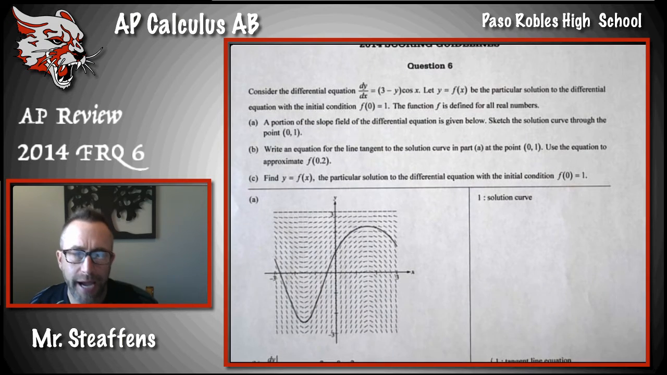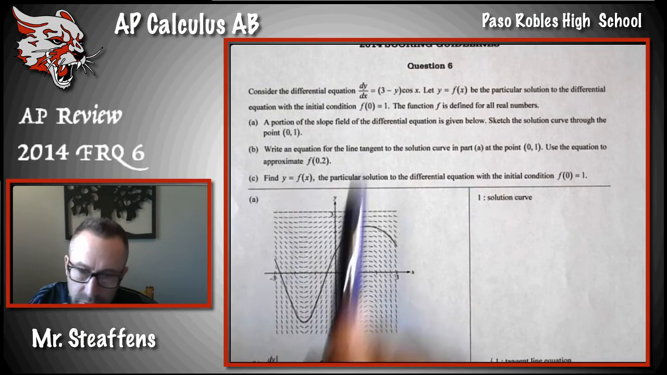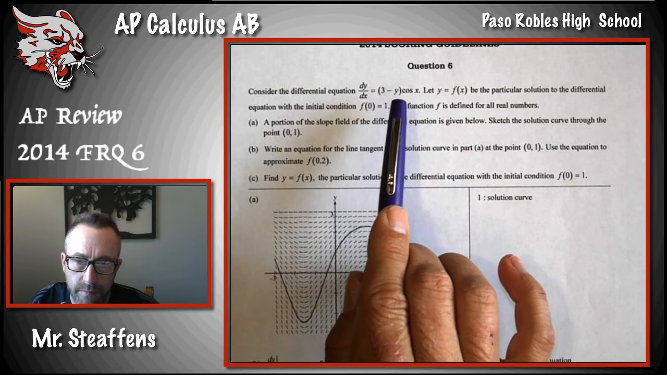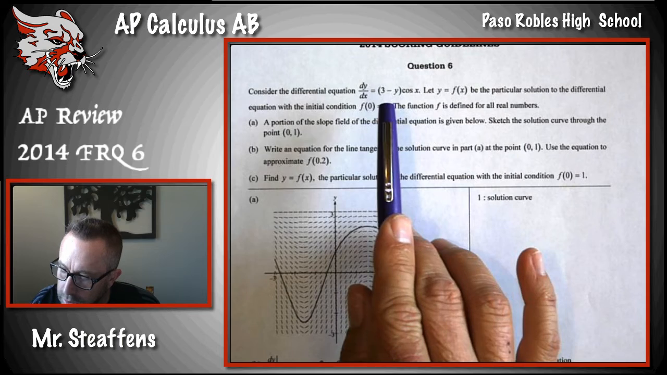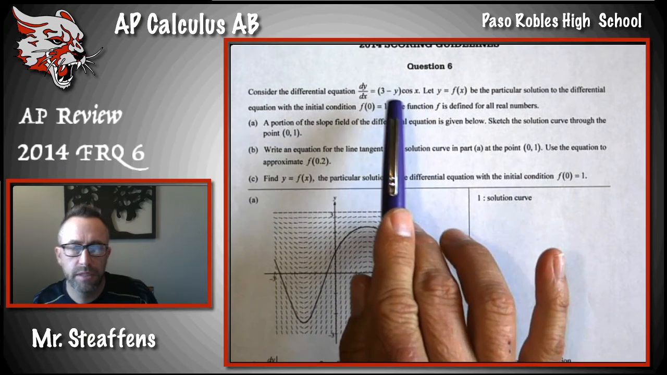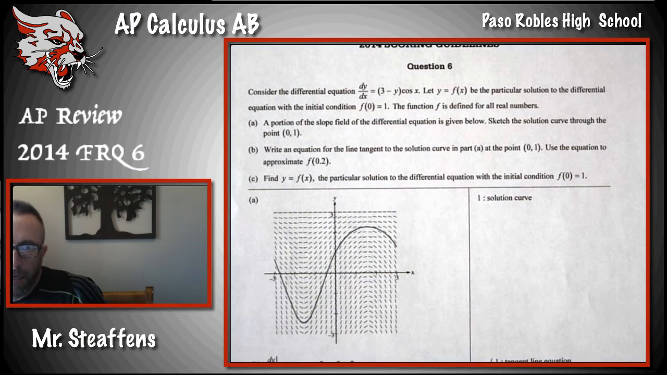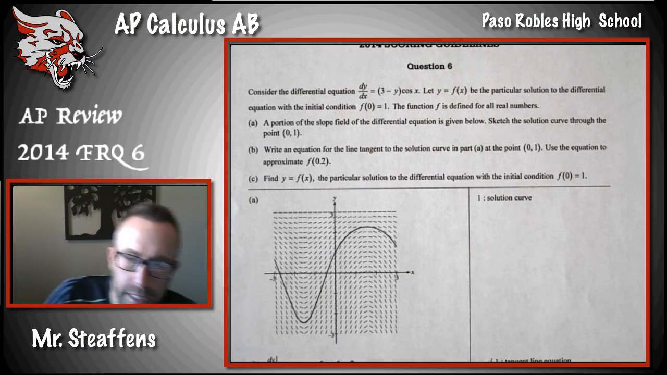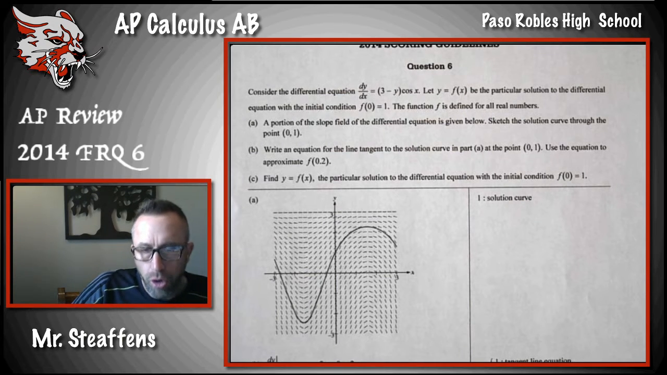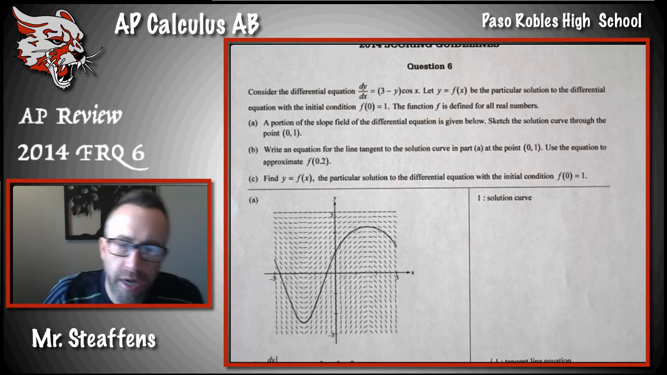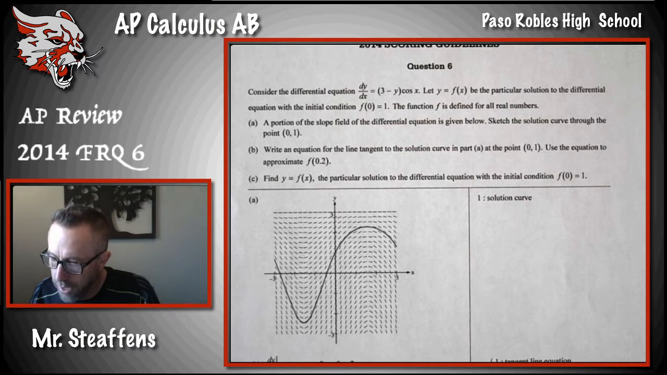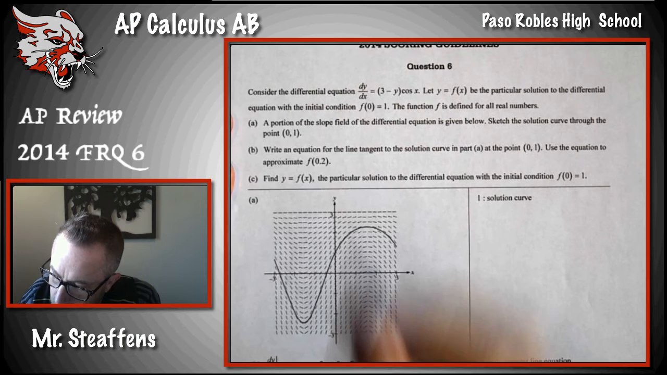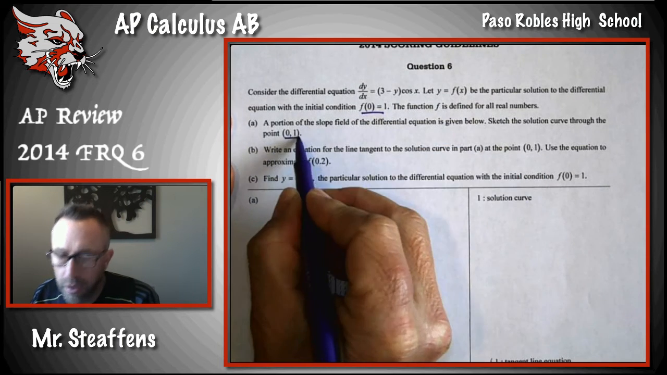So first of all, they actually gave you the formula for the slope. That's super nice. So if I wanted to know the slope at 2, 0, I would plug in a 2 and a 0, and that would tell me what the slope is there. Then part A says, draw me the equation if it goes through the point 0, 1. So this point 0, 1, they want you to start at.